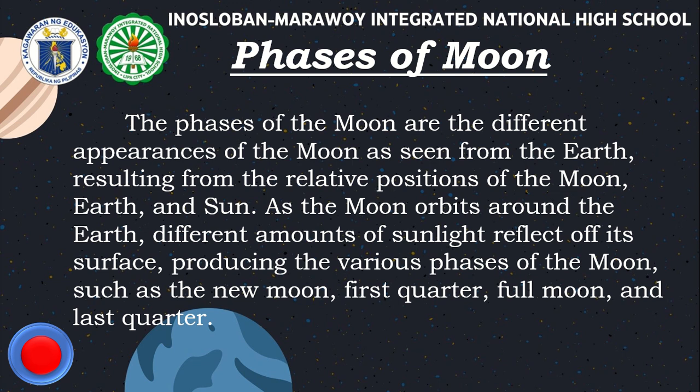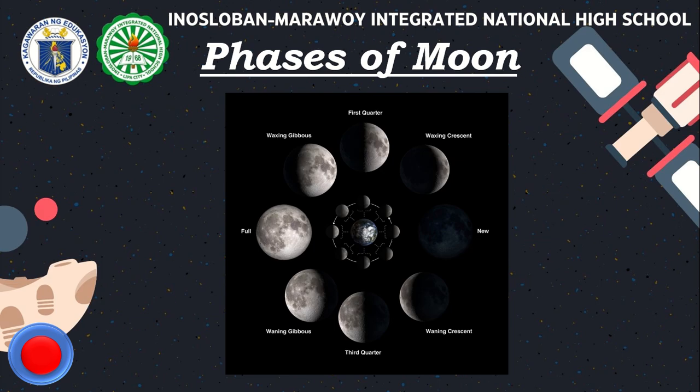The phases of the moon are the different appearances of the moon, of course. May mga crescent, full moon, as seen from the earth, resulting from the relative positions of the moon, earth, and sun. As the moon orbits around the earth, different amounts of sunlight reflect off its surface, producing the various phases of the moon, such as the new moon, first quarter, full moon, and last quarter. Ayan, so very elementary na naman po yan. But we consider this event as a fascinating one, right? Okay, ayan po.